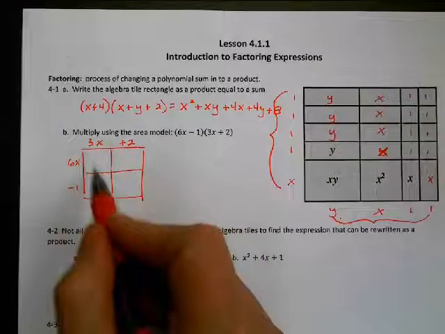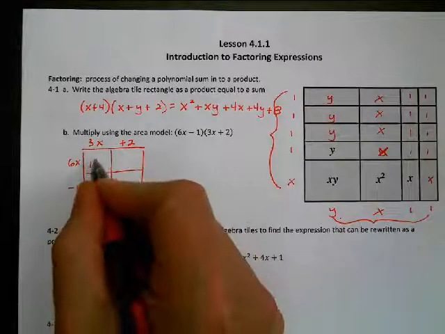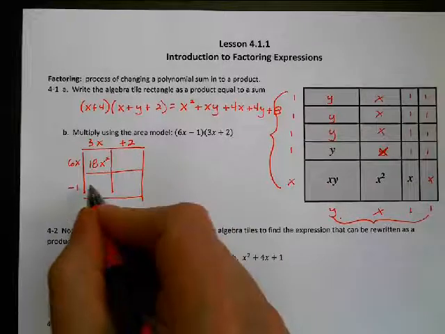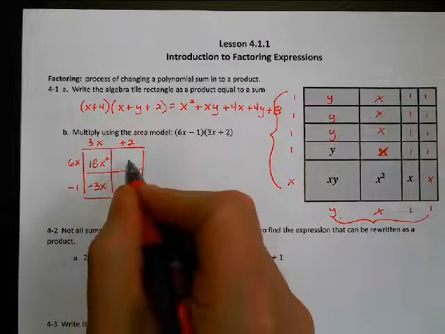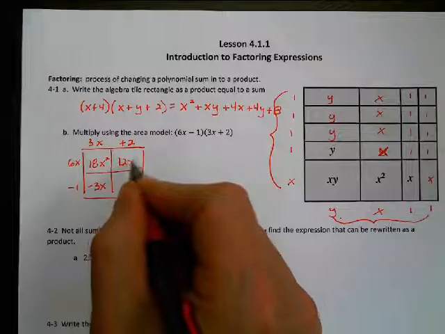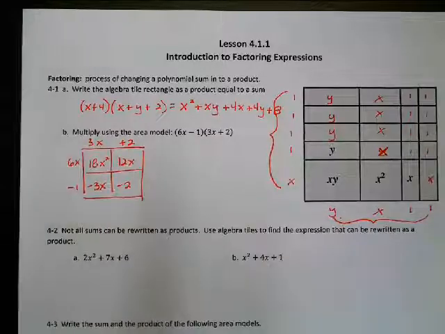All right, so this box, this area right here is 3x times 6x. That's 18x squared. We've got 3x times negative 1 here. That's negative 3x. This box would be 2 times 6x for the area. That's 12x. And the final box is negative 1 times 2. That's negative 2.